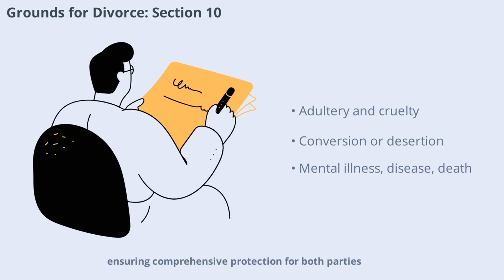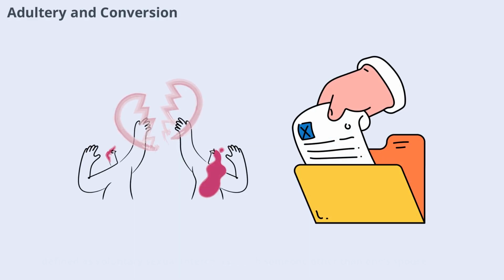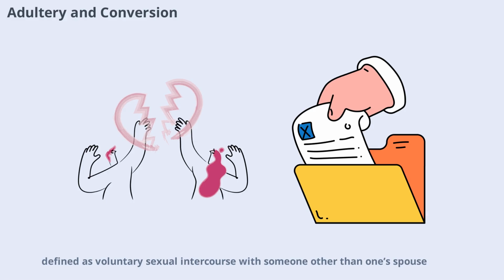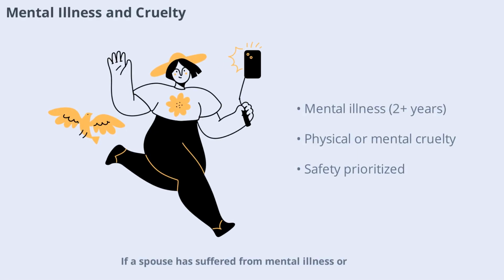for both parties. Adultery, defined as voluntary sexual intercourse with someone other than one's spouse, is a clear ground for divorce. Similarly, if one spouse converts to another religion such as Hinduism or Islam, the other spouse can seek divorce. These provisions recognize the importance of fidelity and shared faith in marriage, while also respecting individual freedom to change one's religion. If a spouse has suffered from mental illness or insanity for at least 2 years before filing for divorce, this can be a valid ground.